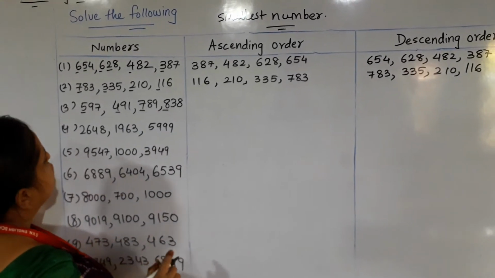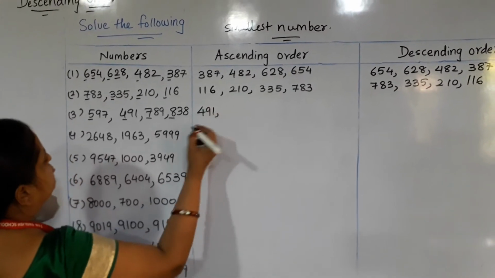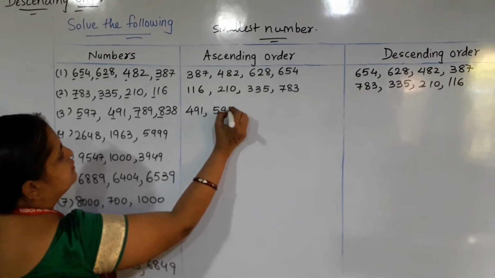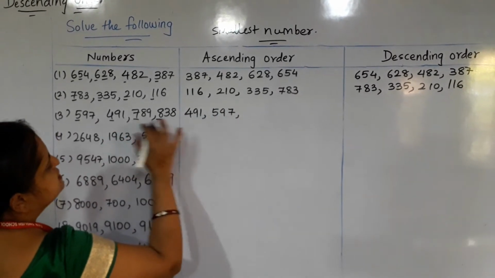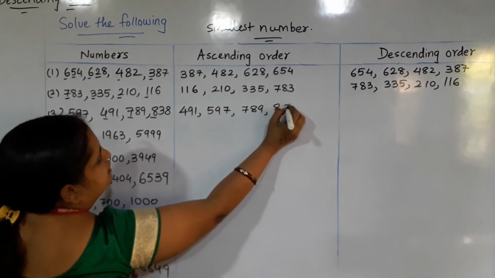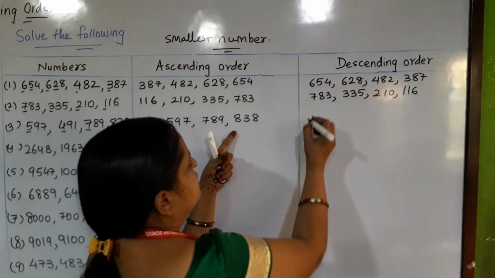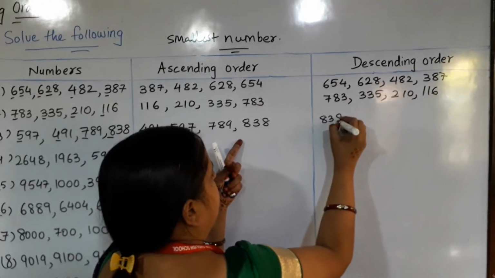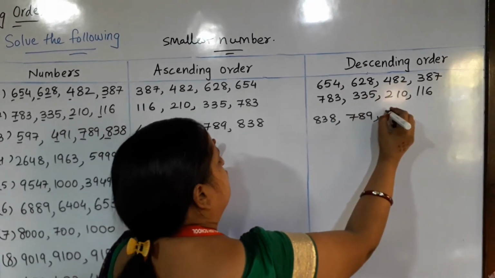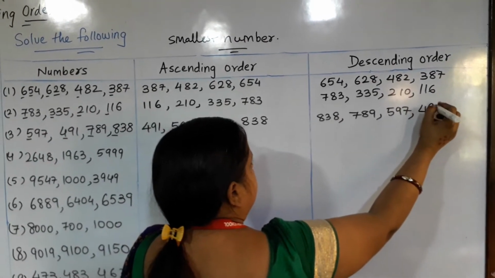Now next one. Again 5, 4, 7, 8. Firstly, which number is the smallest number? 4. So 491. Then 597. And then 789 and 838. Then descending order, same things we will do. 838, 789, 597 and 491.